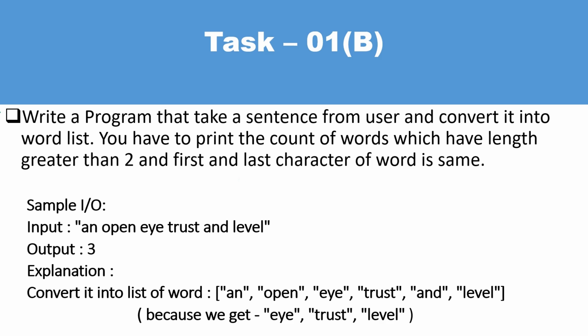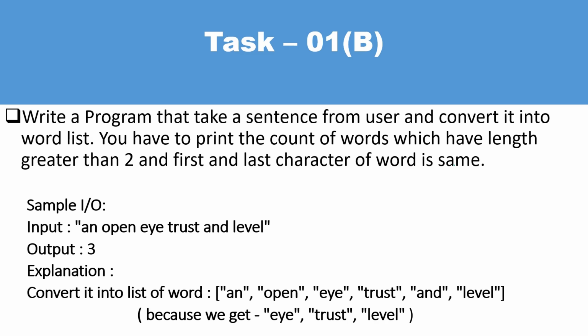So guys, what does it say? Write a program that takes a sentence from the user. Alright, we have to take a sentence from the user and convert it into a word list. We have to convert that sentence into a list of words. Alright. After that you have to print the count of words which have length greater than 2, and the first and last character of the word is the same.